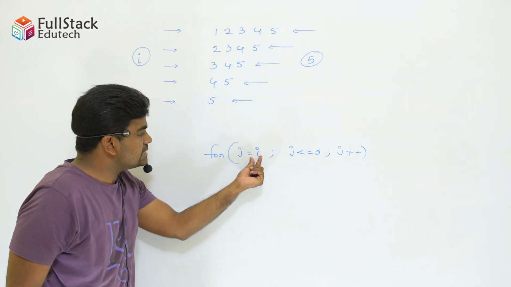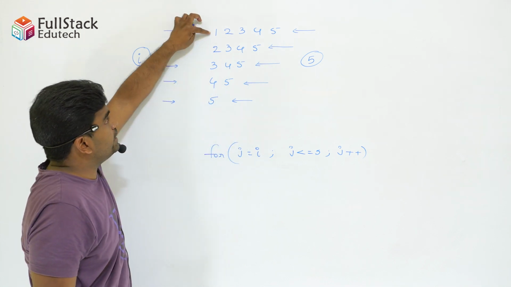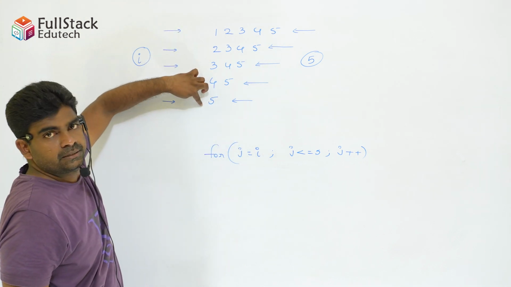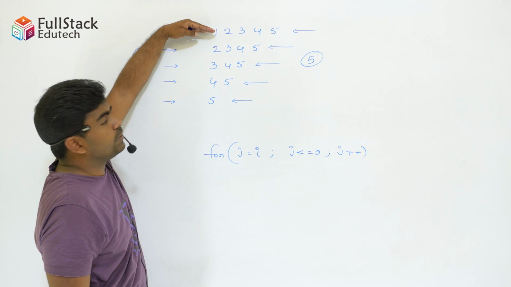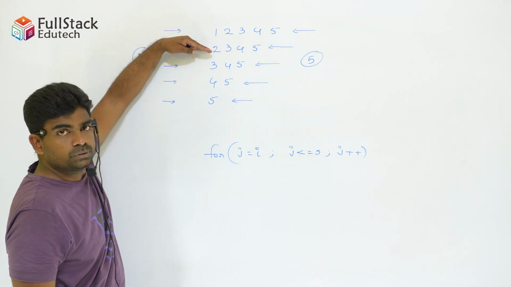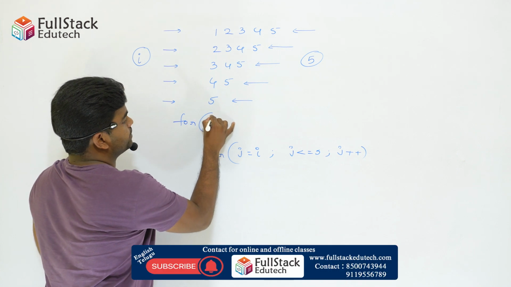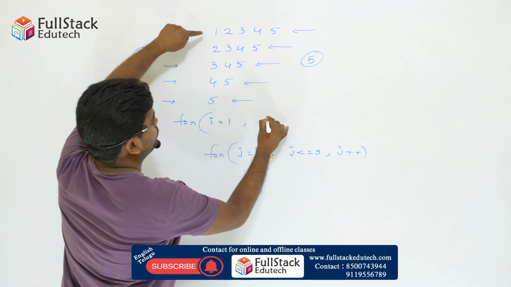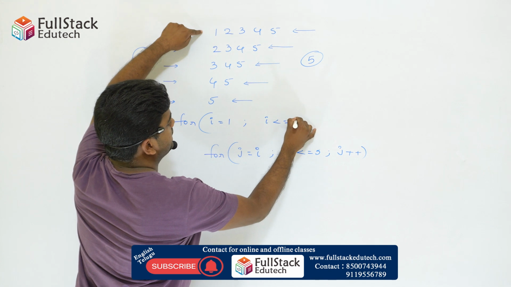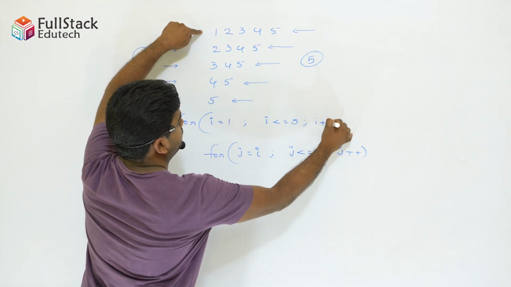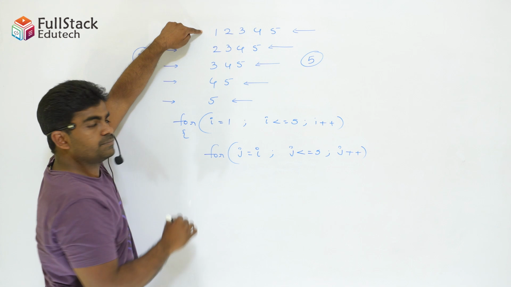But sir, what is this different value? 1, 2, 3, 4, 5. First row I value is 1, second row I value is 2, third row I value is 3. So you need to specify I starting with 1, I less than or equal to 5, I plus plus.